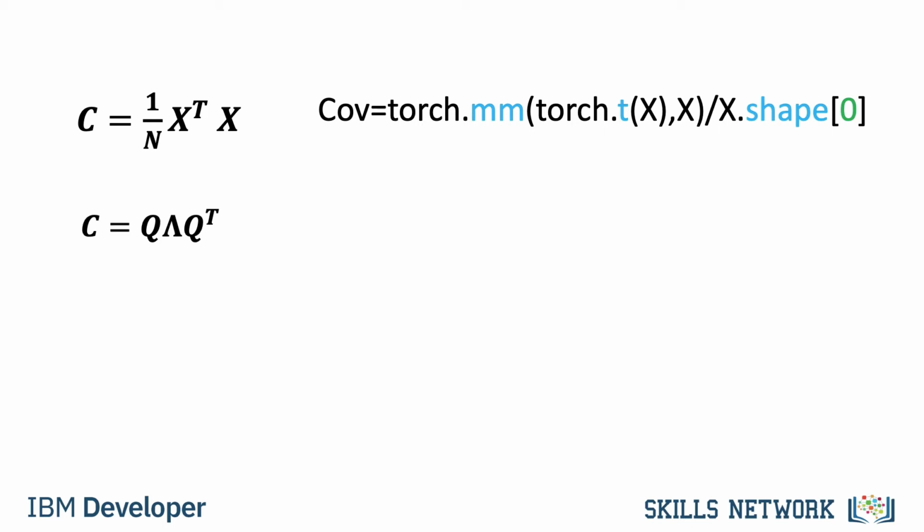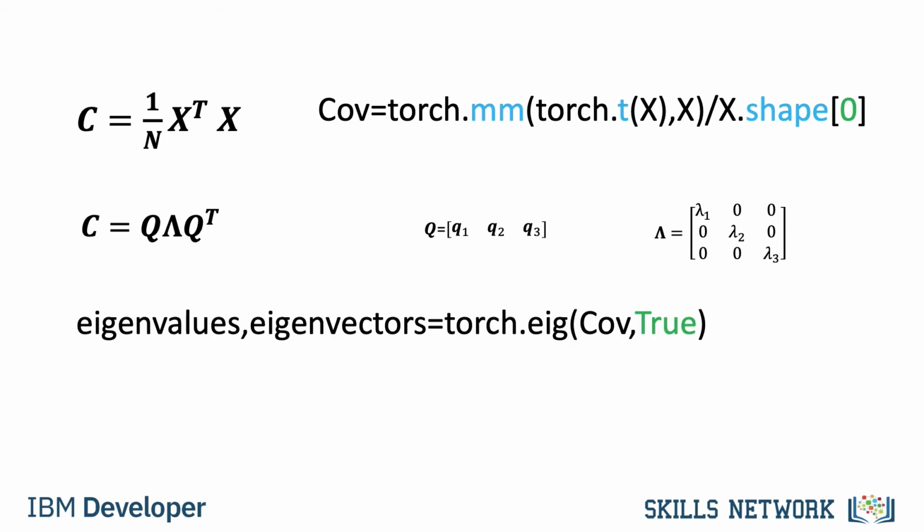We can obtain Q by performing eigendecomposition of our covariance matrix, where the eigenvectors in Q and eigenvalues in the matrix lambda are shown here. In PyTorch, we can calculate the eigenvalues and eigenvectors as follows, where the output of eigenvectors is identical to Q, but the tensor eigenvalues is just one dimension.